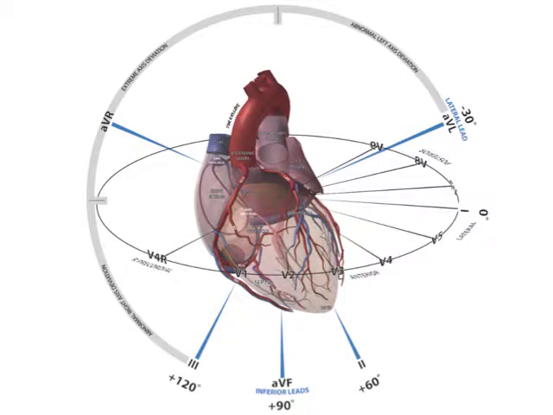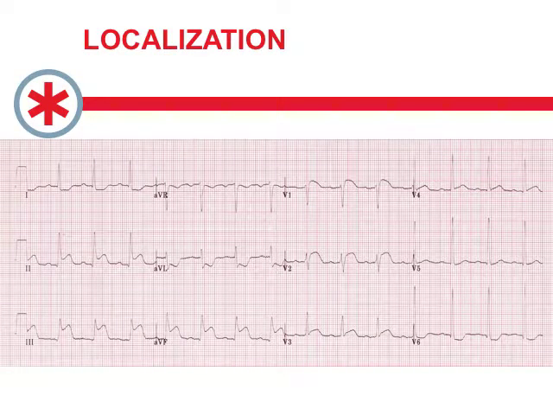And again, if you have a peek at this, the inferior MI and the inferior aspect of the heart, of course, is covered by leads 2, 3, and AVF down on that lower end of the heart there. So again, have a moment and take a peek at this one.